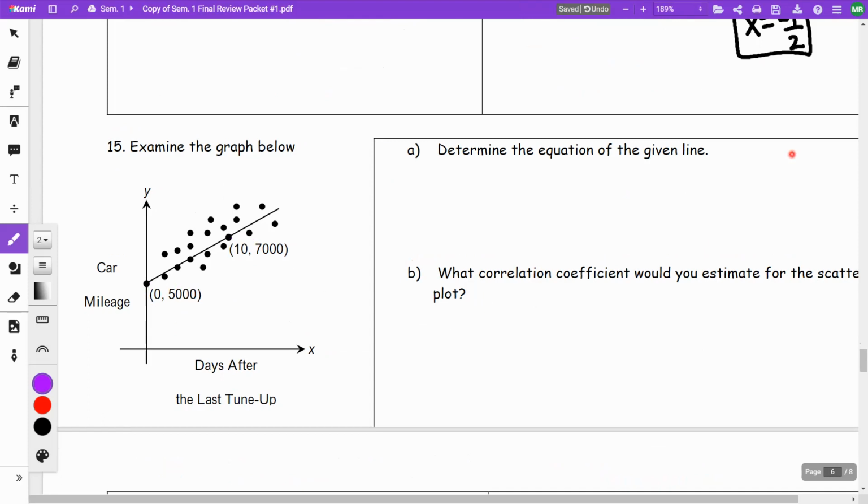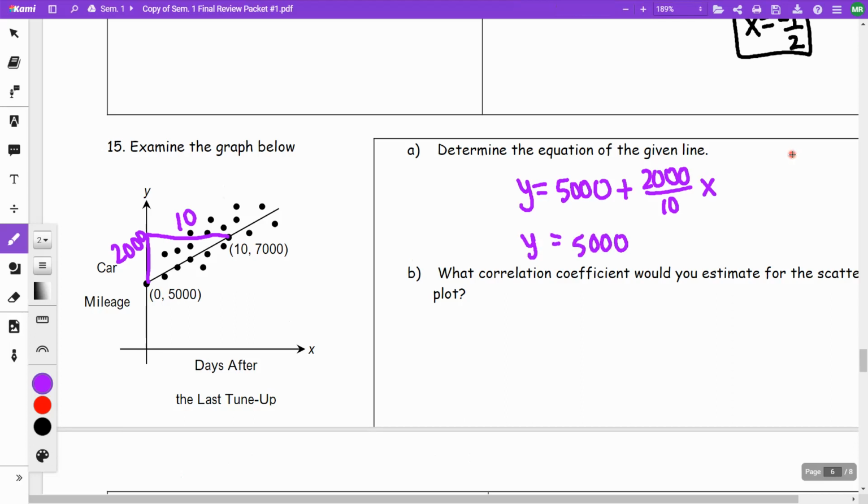Now we know what the y-intercept is that they use. So it's going to be y is equal to 5,000. That's going to be our start. Plus, now how am I moving from here to here? I'm going up 2,000 every 10. So it's going to be 2,000 over 10x. Now I can reduce that. 2,000 over 10 is going to be 200, so 200x.